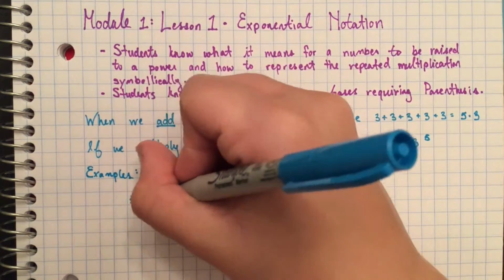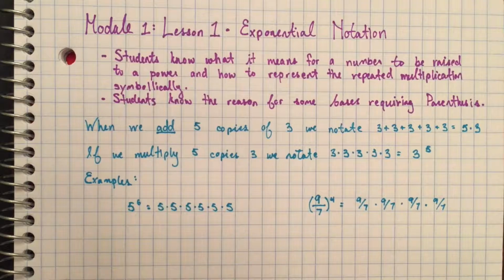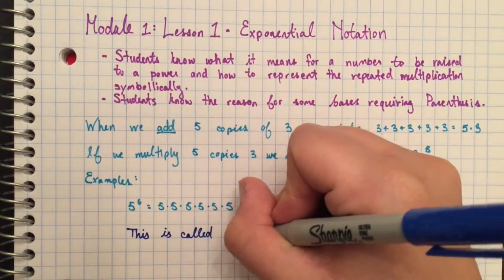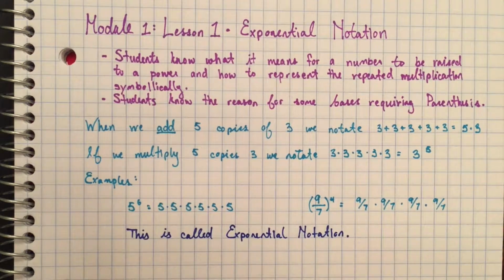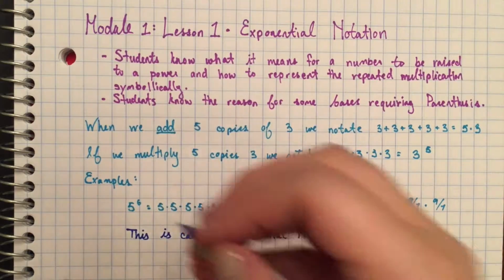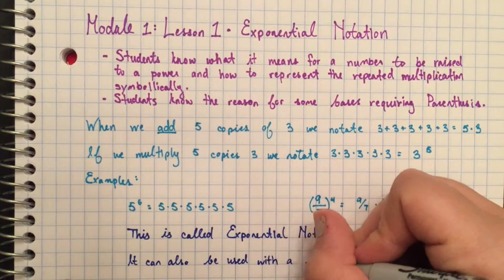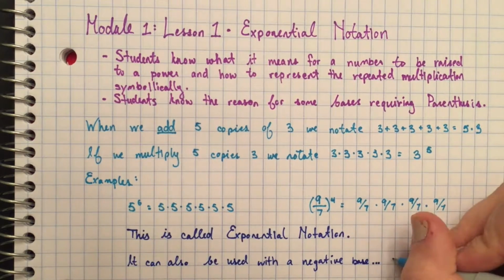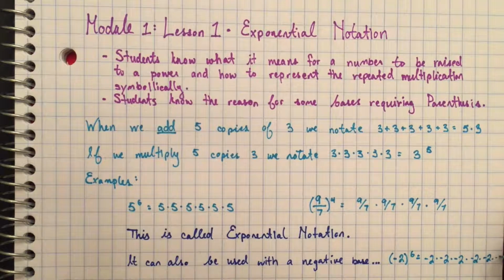Some examples include 5 to the 6th and (9/7) to the 4th power. Note how those parentheses around the 9/7 mean that that entire piece of my expression is my base and should be repeated 4 times. All of these are examples of exponential notation. This can also be used with a negative base. So if we had the number -2, for example, to the 6th power, the parentheses are used to isolate that negative symbol.